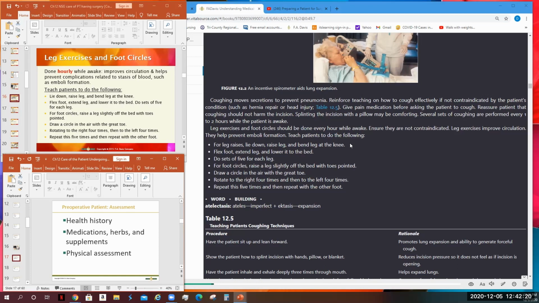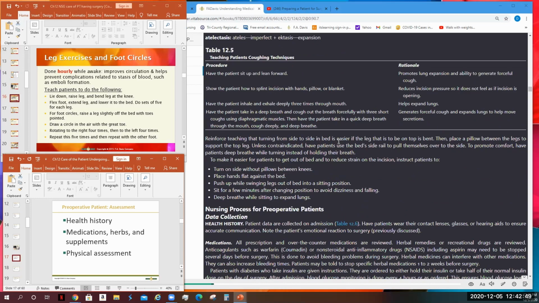Do sets of 5 for each leg. For foot circles, raise a leg slightly off the bed with the toes pointed. Draw a circle in the air with the great toe. Rotate to the right 4 times and then to the left 4 times. Repeat this 5 times and then repeat with the other foot.